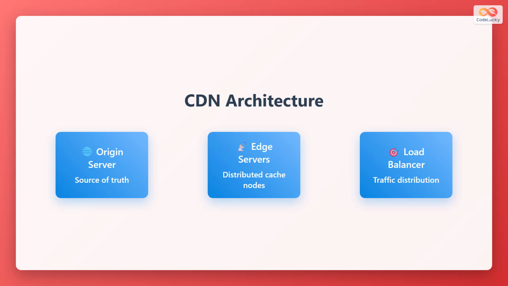Let's explore the architecture of a content delivery network. It consists of three main components: the origin server, which is the source of truth for the content; edge servers, which are distributed cache nodes; and finally, a load balancer for traffic distribution.